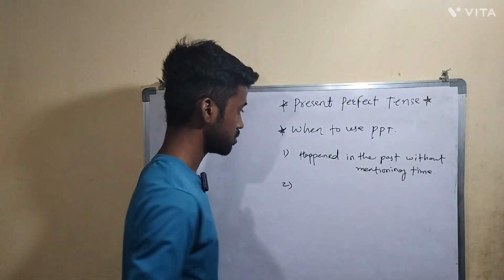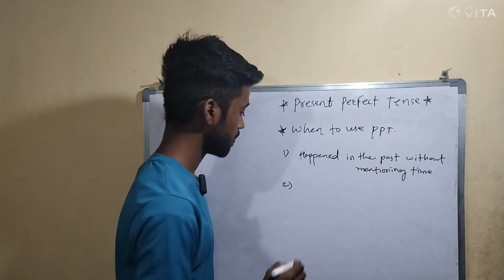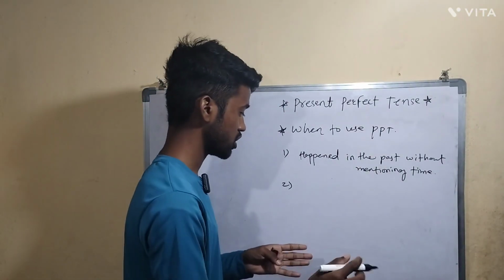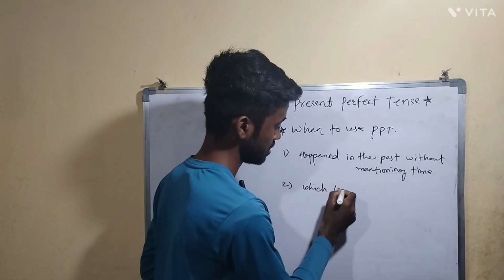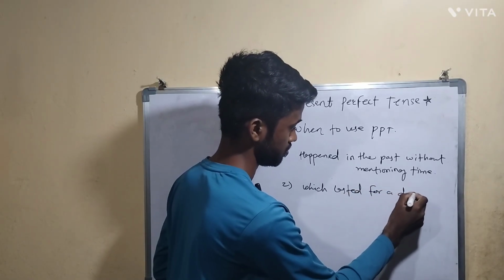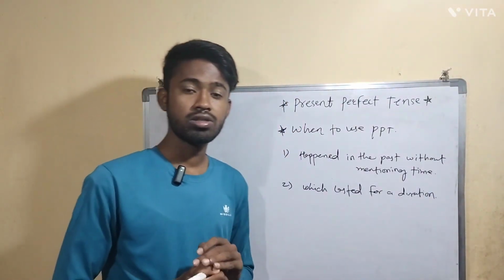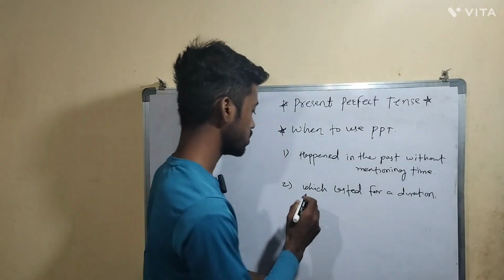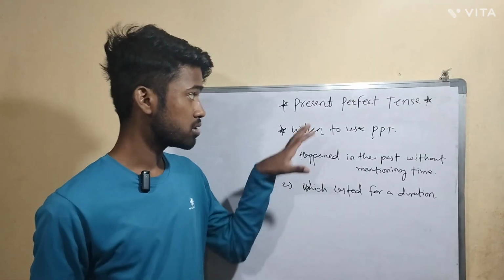So the second use is when you are telling about an action which lasted for a duration. Let's say you worked somewhere for some time. So when you are telling about that, you have to use present perfect tense.